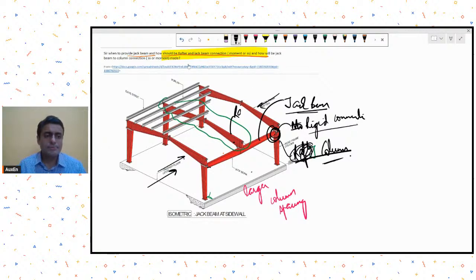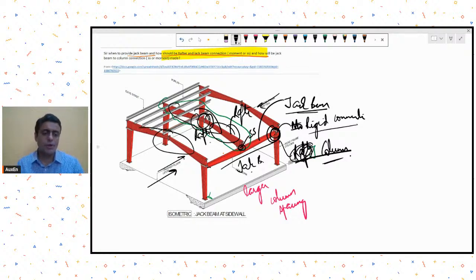His second question was rafter to jack beam. So this is my rafter and this is the jack beam. Again, if you provide a simply supported connection over here, what will happen? The sagging moments at the midspan will increase. If the sagging moment at midspan increases, then naturally you may provide larger sections. That would mean that this rafter section, which is at the jack beam location, will be of a different section than this rafter section, which is over the two columns. That is if you have decided to go for a simply supported connection over here.